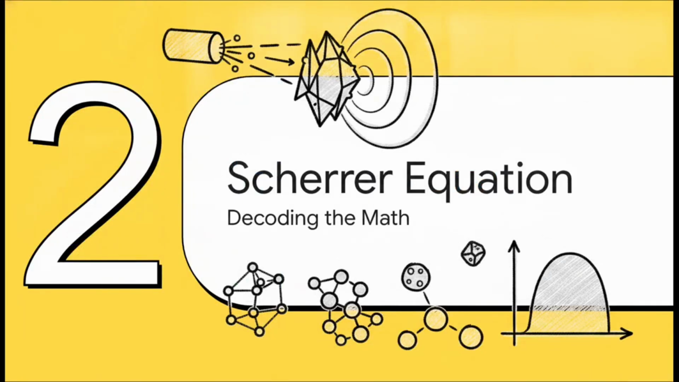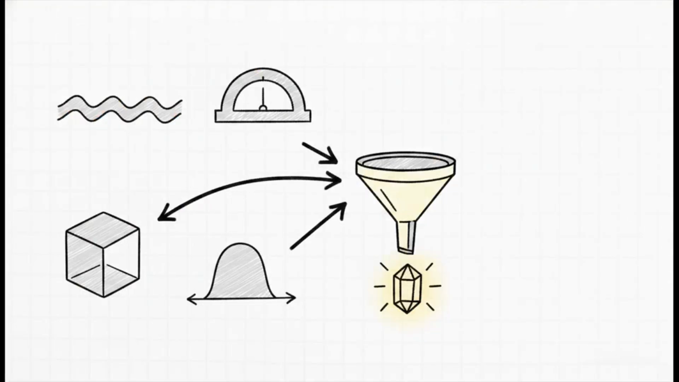Moving on to Section 2. Decoding the Scherrer equation. Decoding the math. Now that we know exactly what we're measuring, let's talk about the mathematical magic that makes it all possible. Enter the Scherrer equation. Now I know it looks like a bit of alphabet soup at first glance, but I promise you, it's just a simple recipe.